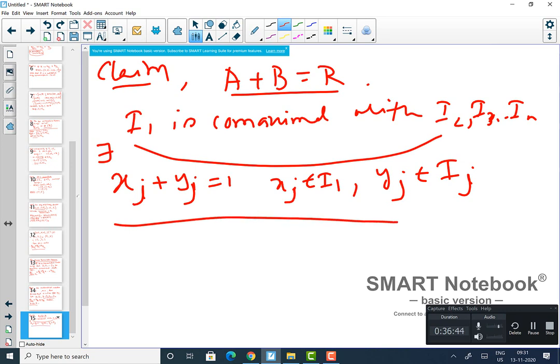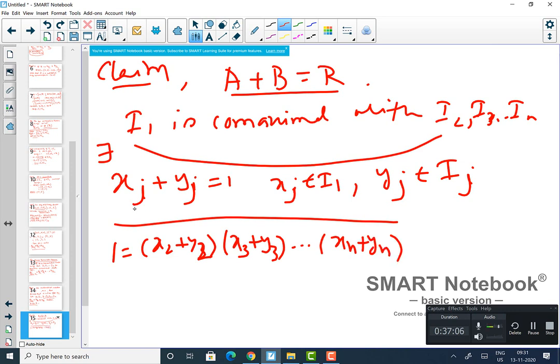This will be 1. And now if you take the product, what will happen? Then 1 will be equal to (x2 plus y2)(x3 plus y3), and so on. The last one will be x_n plus y_n, right? I am just taking the product with all those, so j is running over 2, 3, up to n. Okay, now if you take the product of those things, then what happened?